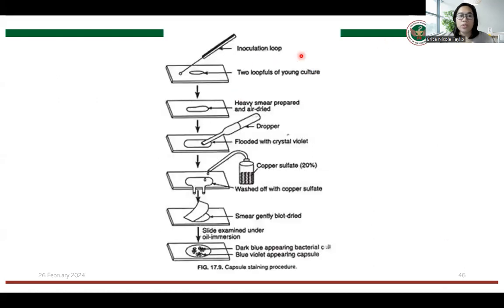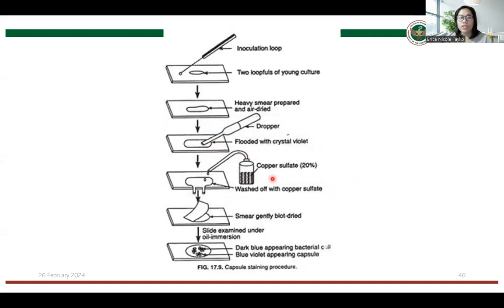So in terms of performing your capsule staining technique, remember, capsule staining is another staining technique wherein we do not perform heat fixing. So what we do is first, prepare your smear first, and then air dry lang siya, no? So no heat fixing. And then we apply now your primary stain, which is your crystal violet. So the purpose of it is to stain the vegetative cells.